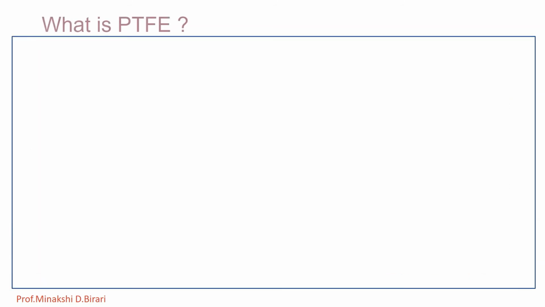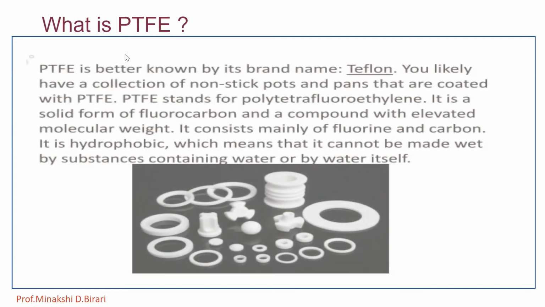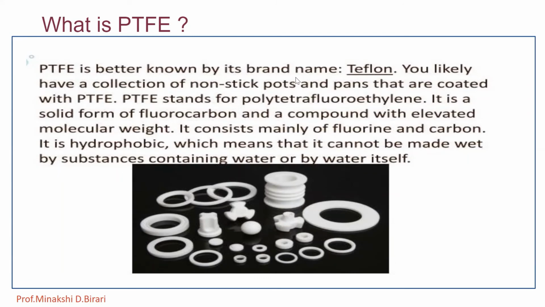Then the next synthetic rubber or the next polymer we will study is Teflon, polytetrafluoroethylene, which is known as PTFE. What is PTFE? That is polytetrafluoroethylene. It is better known by its brand name, Teflon. So Teflon is the brand name for polytetrafluoroethylene. You likely have a collection of non-stick pots and pans that are coated with polytetrafluoroethylene. So PTFE stands for polytetrafluoroethylene.